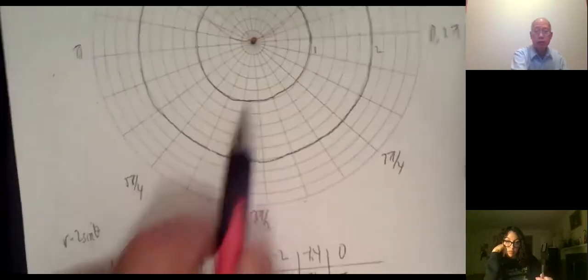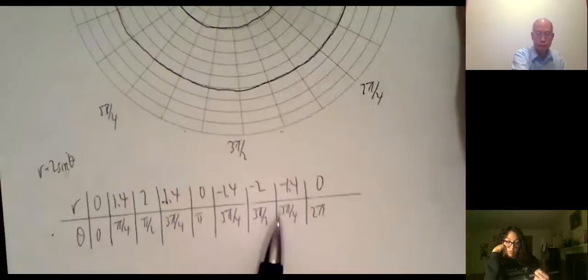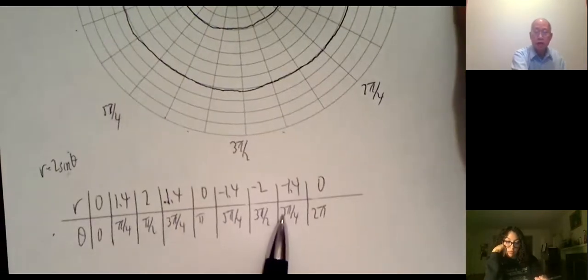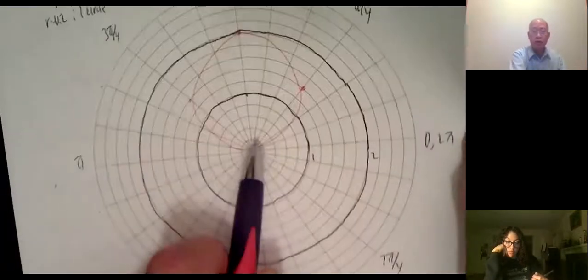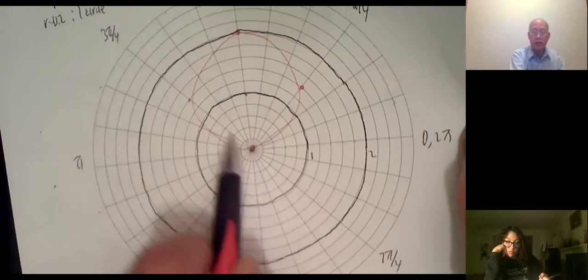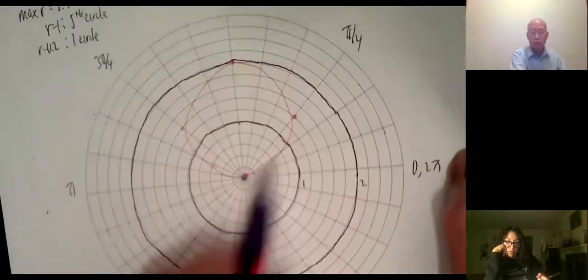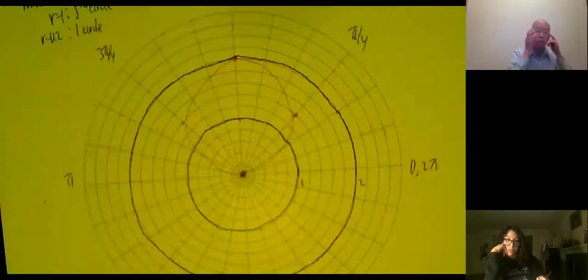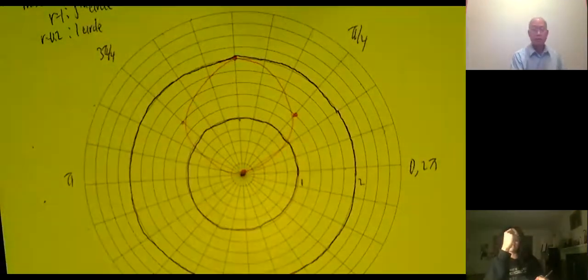3 pi over 2, so I'm supposed to aim down, but it's negative 2, so I walk backwards 2, so I already have that point. 7 pi over 4, so I'm aiming this way, negative 1.4, so I walk back 7 circles, and again, I already have that point, and then I come back into the pole. So by going from 0 to 2 pi, I trace the circle twice. And yes, this indeed is a circle.